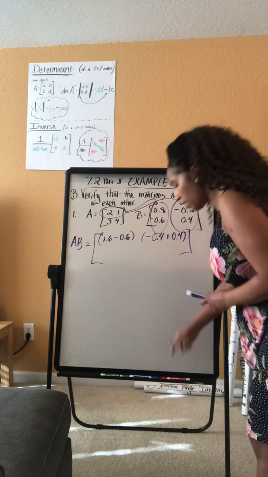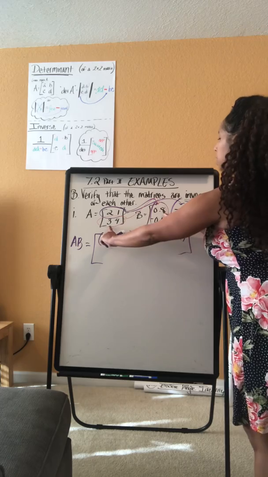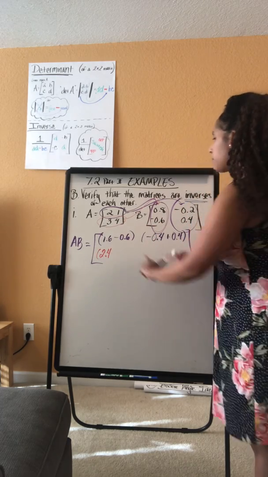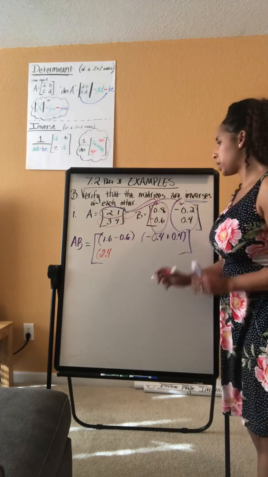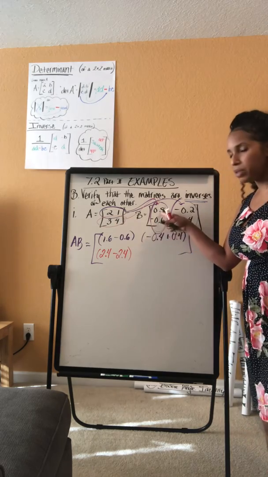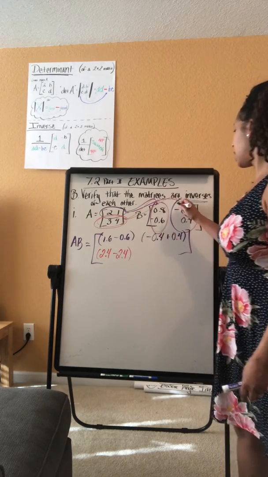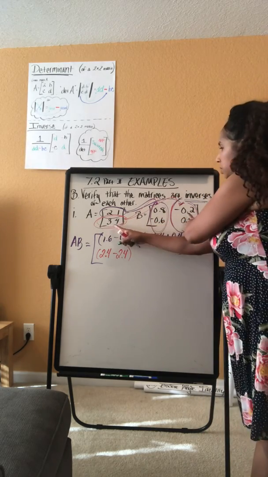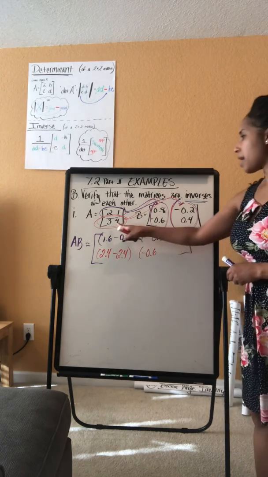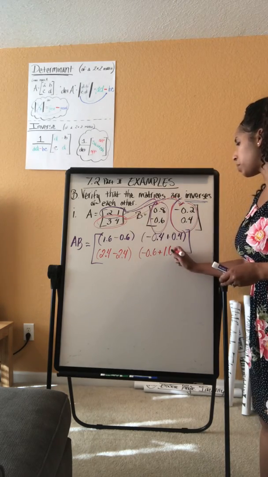Now it's time for the bottom row. Across and down. The 3 multiplies with the 0.8. That will give me 2.4. And the 4 will multiply with negative 0.6. That'll give me a negative 2.4. Right? These are just like 24 with a decimal point. Across and down. So the 3 goes with the negative 0.2. That gives me negative 0.6. And then the 4 multiplies with the 0.4. And that'll give me a positive 1.6.